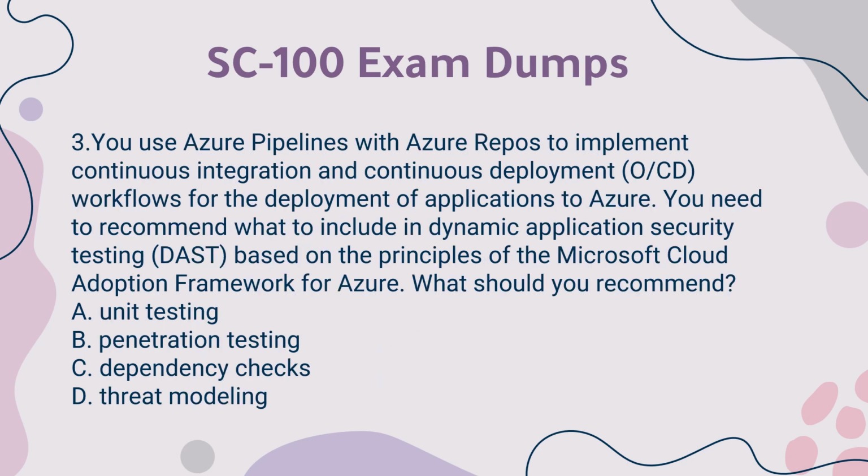3. You use Azure Pipelines with Azure Repos to implement continuous integration and continuous deployment (CI/CD) workflows for the deployment of applications to Azure. You need to recommend what to include in Dynamic Application Security Testing (DAST), based on the principles of the Microsoft Cloud Adoption Framework for Azure. What should you recommend? A. Unit testing. B. Penetration testing. C. Dependency checks. D. Threat modeling.